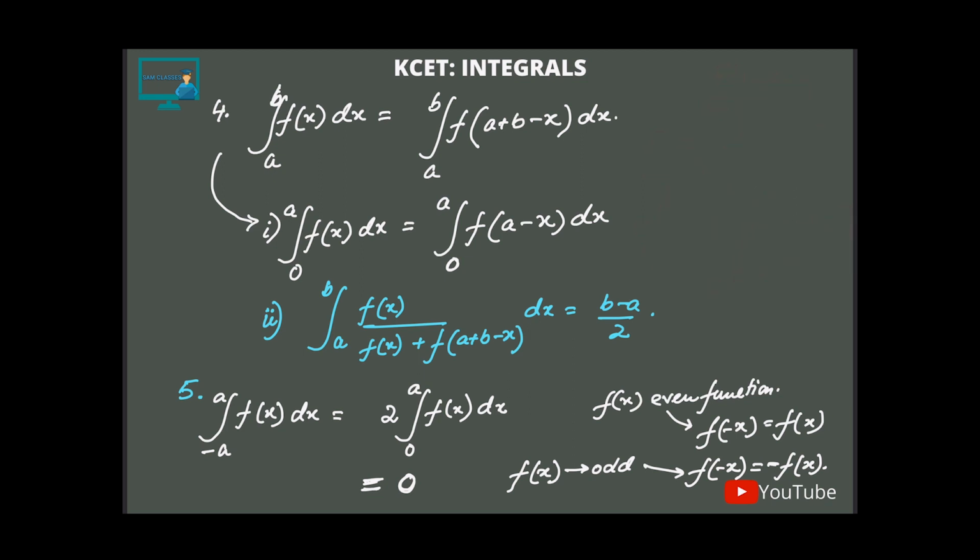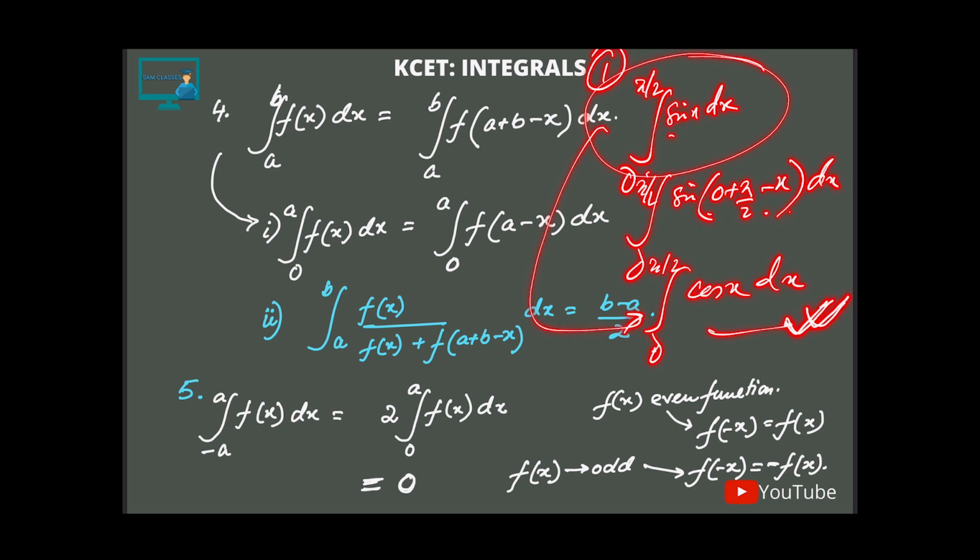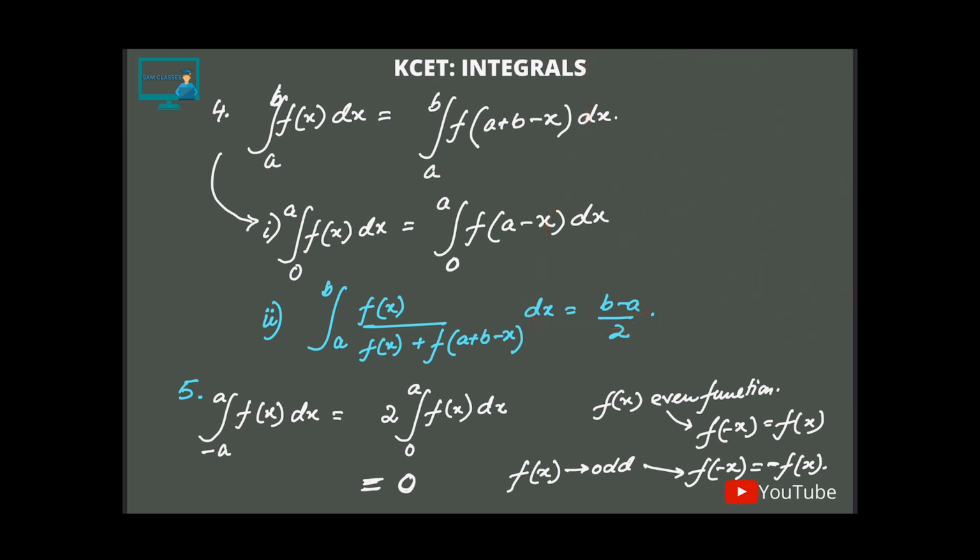Integration of 0 to, let's say, pi by 2 sin x dx. So can I write it as integration of 0 to pi by 2 sine of (0 plus pi by 2 minus x)? Now that is equal to integration of 0 to pi by 2 sine of (90 minus x), which is what? Cos x. Let's say they have given this as a question and this is the answer. So directly I can answer that integration of 0 to pi by 2 sin x dx is nothing but integration of 0 to pi by 2 cos x dx. Correct? That's it.